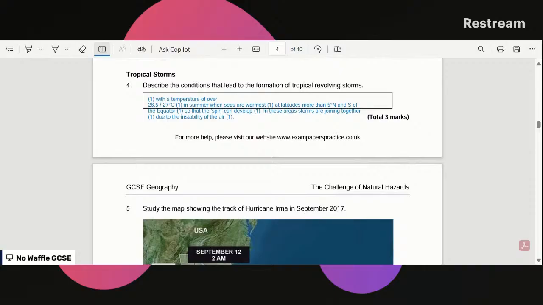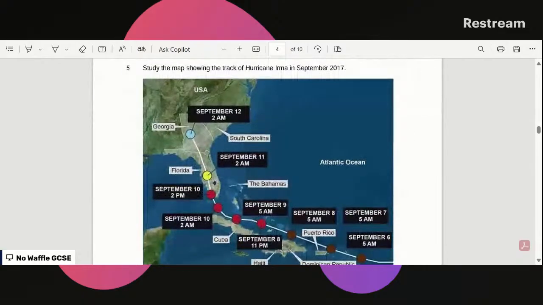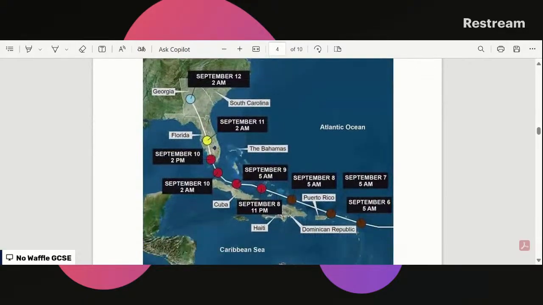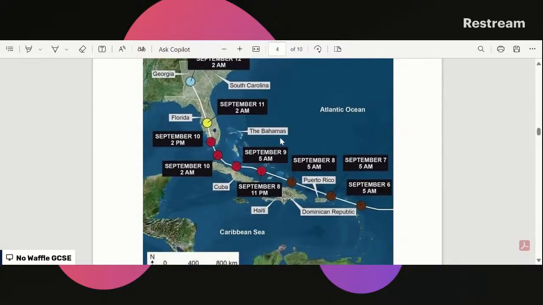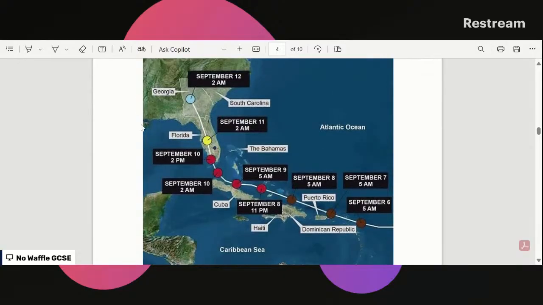Okay, next. Study the map showing the track of Hurricane Irma in September 2017. So you can see the path that it went along before it hit land. Now, another common idea here is, why doesn't it keep going? Why does it kind of dissipate as it reaches the land? Well, it's getting all of its energy from the ocean. So once it makes landfall, once it touches the land, it's not got that energy resource, so it eventually dissipates. And that's why coastal areas are more affected.